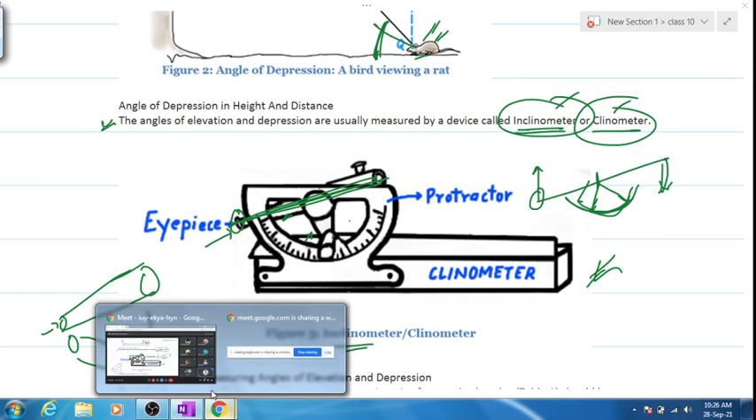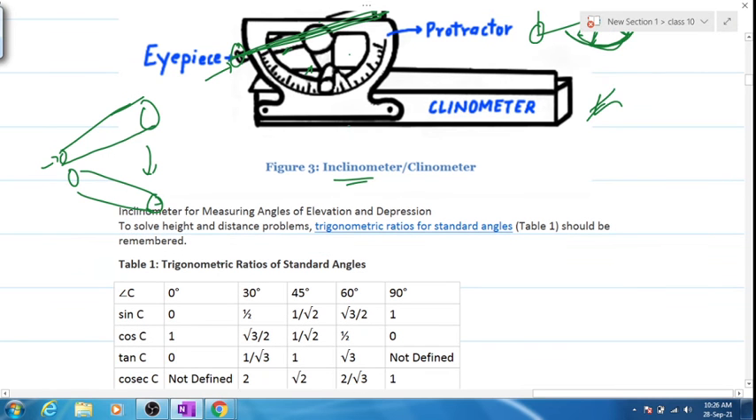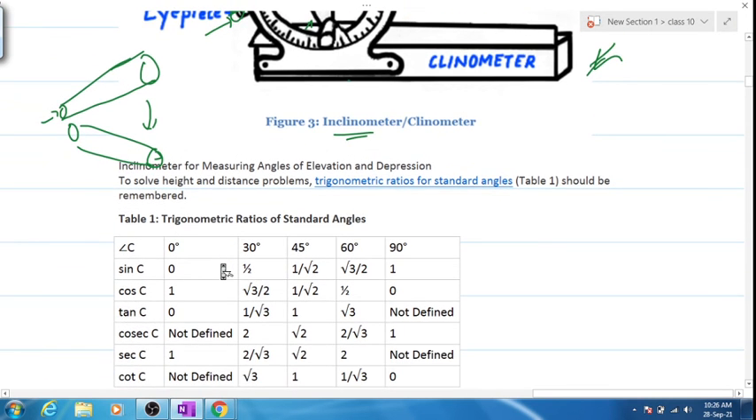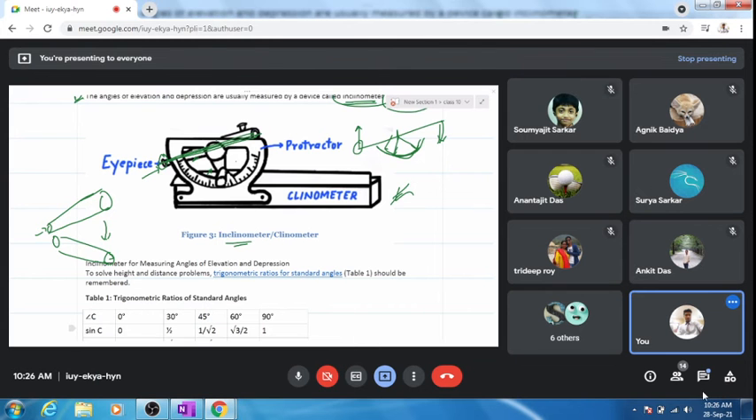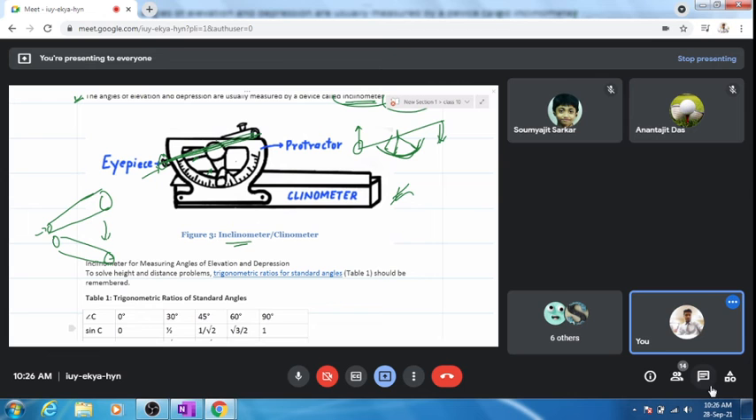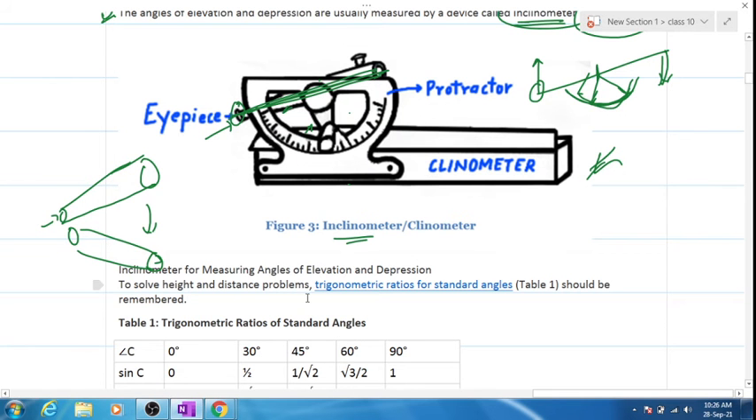Moving on to a different portion now. Can we move on to a different portion? Confirm yes or no? I'll take that as yes. Students have written in the chat box.